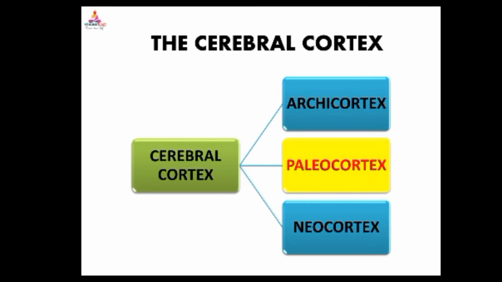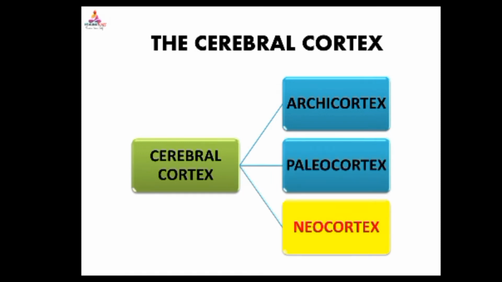Paleocortex is intermediate in development, and in man it is represented by the cingulate gyrus. Neocortex is most recent in development, and in man it comprises about 90 percent of the total area of the cerebral cortex. Structurally, it is thick and consists of six layers.